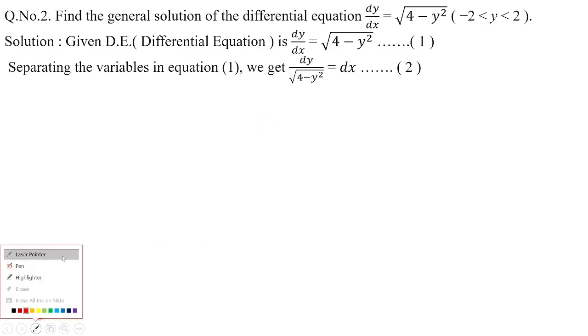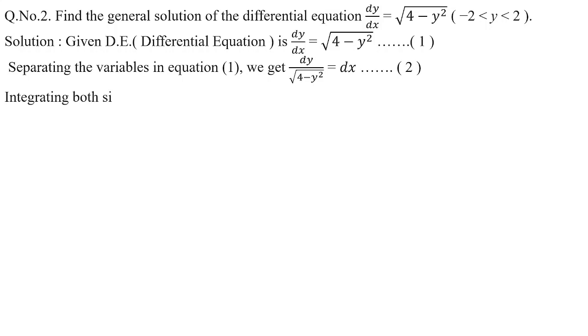Integrating on both sides. After separating the variables, we have to integrate on both sides of this equation 2, which means we have to add the integral sign on both sides. On both sides of equation 2, we write the integral sign at the beginning. See here, my children, integral dy by square root of 4 minus y square is equal to integral dx. Now we have to evaluate the integrals on both sides of this equation separately.